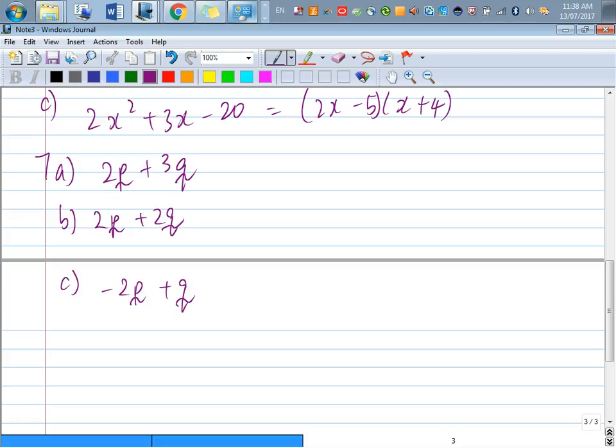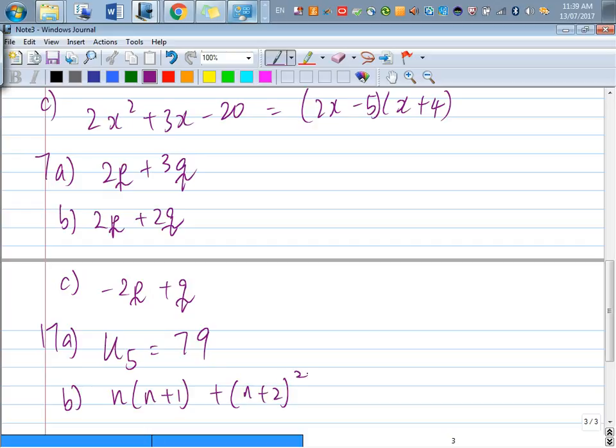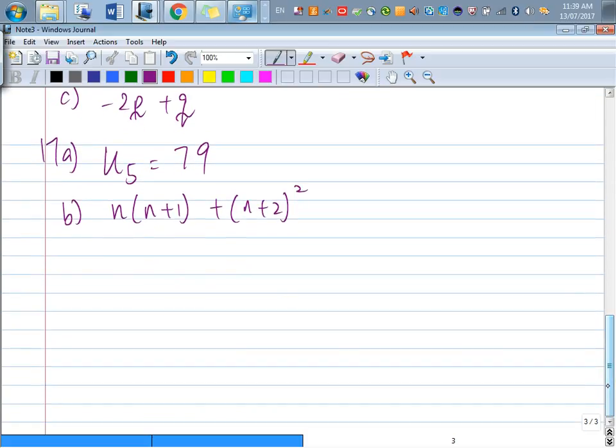Okay. Then 17a, u5 is equals to 79. You got it? And part B, n times n plus 1 plus n plus 2 square. Yeah, you can. If you expand and simplify, you will get 2n square plus 5n plus 4. And then this will be useful for your next part of the question. Part C, a equals to 2, b equals to 5, c equals to 4.